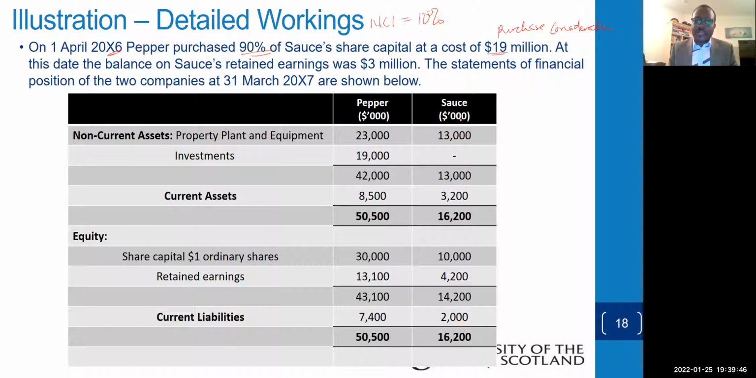There are times where it can be technical. They will not give you the purchase consideration and you have to derive it. We'll take a more detailed question later so that when you meet this in any circumstance, you should be able to compute it. Here they said we purchased 90% of the share capital of Source for 19 million. At this date, the retained earnings at acquisition was 3 million.